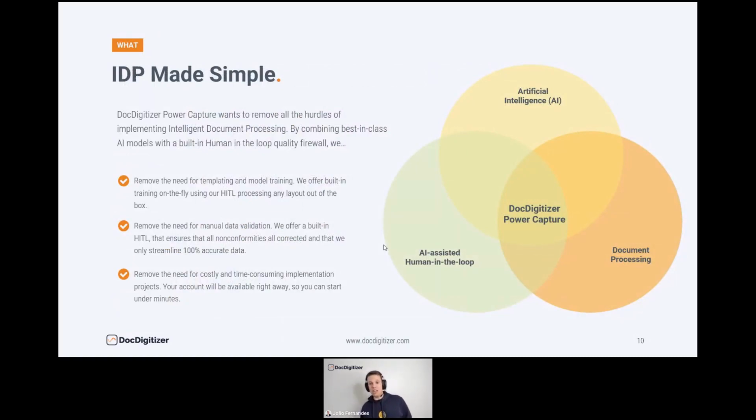So we combine artificial intelligence with a human in the loop that is orchestrated by AI, with a set of tools that are very common in document processing, such as OCRs and other tools. And the combination of these three layers, let's say, allows us to offer the service of data extraction in an easy way. And this doesn't mean that the problem is easy. The problem is, in fact, very complex.